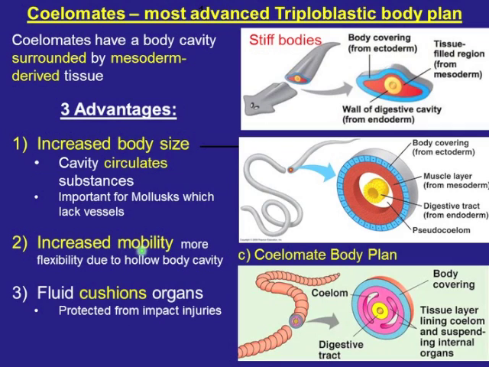2, it's for increased mobility, more flexibility due to a hollow body cavity. And 3, the fluid cushions the organs like pads protected from impact injuries. A pseudocoelomate has a false hollow that's a liquid-filled space in which many of the external and internal organs are suspended. Crude body control because the pseudocoel only has muscles on its outside. A true coelomate has a true body cavity within the mesoderm, enclosed on the inside and out by muscles.